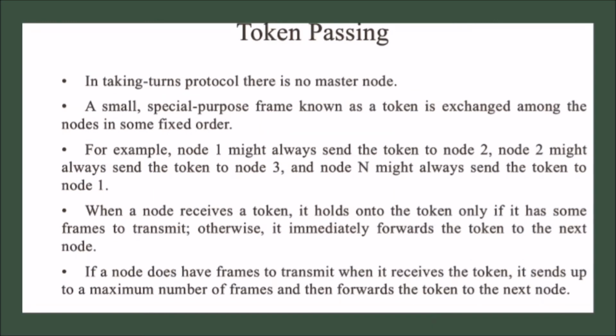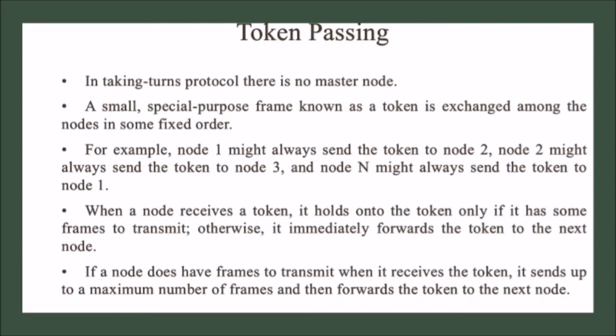The next protocol is the token passing protocol. In this protocol there is no master node. A small special purpose frame known as a token is exchanged among the nodes in some fixed order. For example, node 1 might always send the token to node 2, node 2 might always send the token to node 3, and node n might always send the token to node 1.